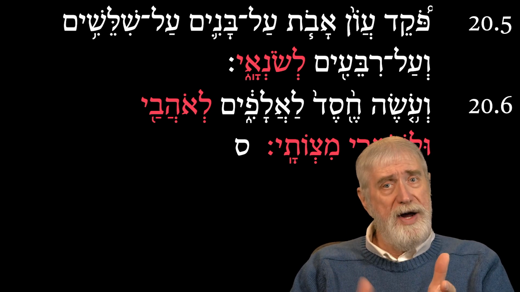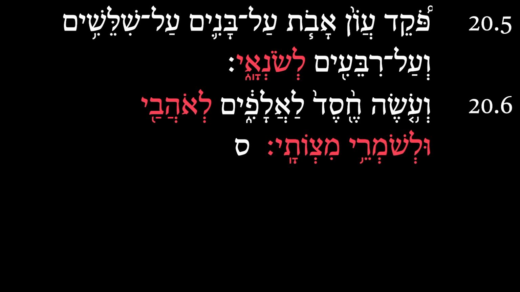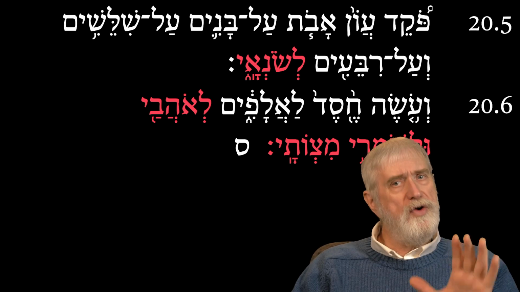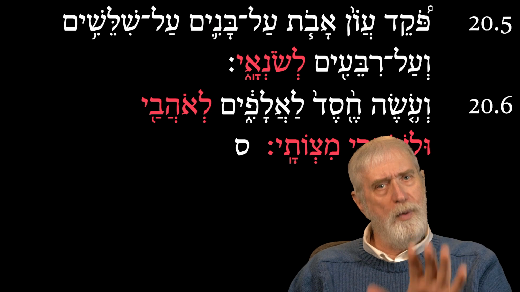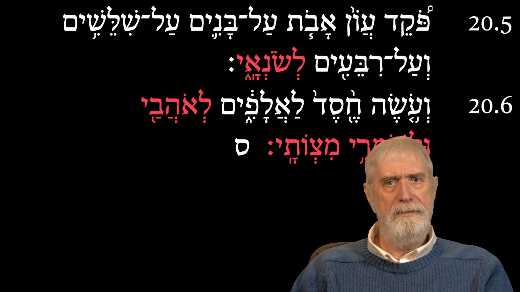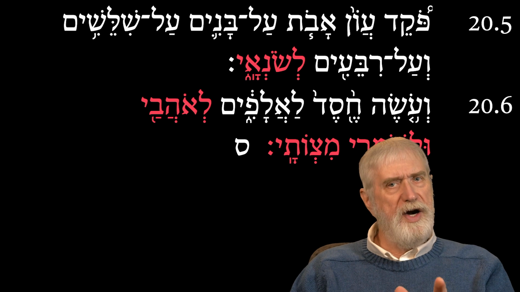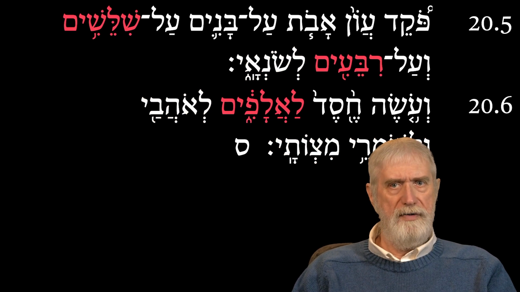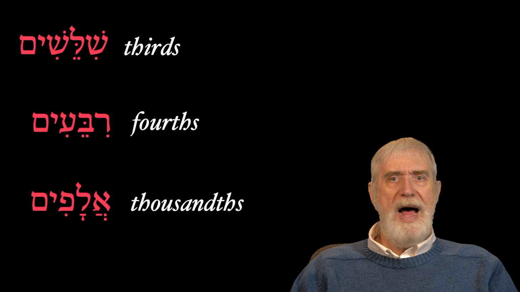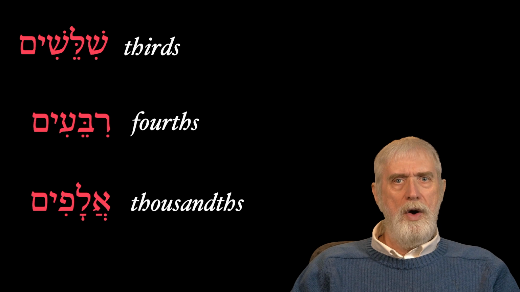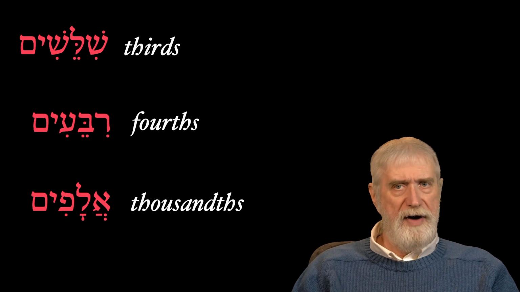God shows grace to those sons, lehovai walishmorai mitzvothai, to those sons who love me and keep my commandments. So the qualifying phrases are really important if you want to understand correctly what God is saying here. And this brings me to the significance of the numbers used in these verses: thirds, fourths, and thousandths. As the contrast makes clear, we're talking in each case about the sons of the fathers.